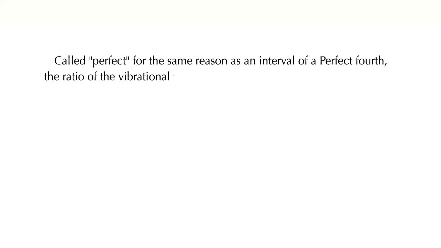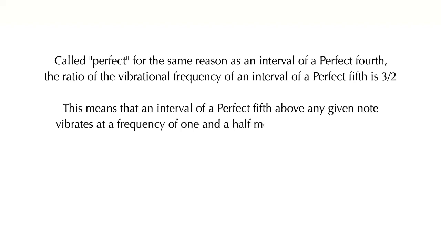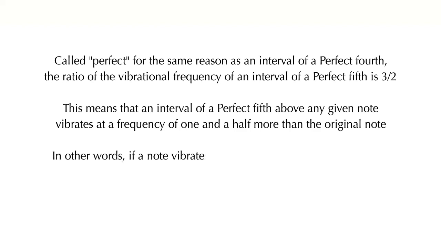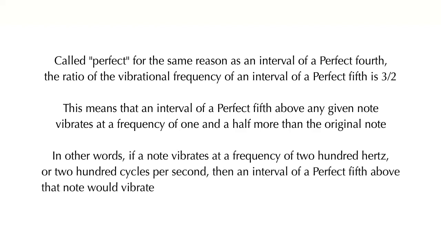Called perfect for the same reason as an interval of a perfect fourth, the ratio of the vibrational frequency of an interval of a perfect fifth is 3 to 2. This means that an interval of a perfect fifth above any given note vibrates at a frequency of 1.5 times more than the original note. In other words, if a note vibrates at a frequency of 200 Hz, or 200 cycles per second, then an interval of a perfect fifth above that note would vibrate at a frequency of 300 cycles per second.